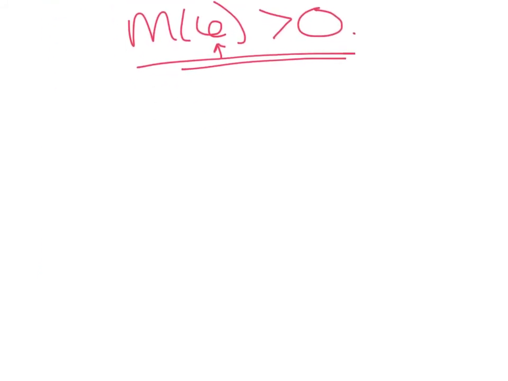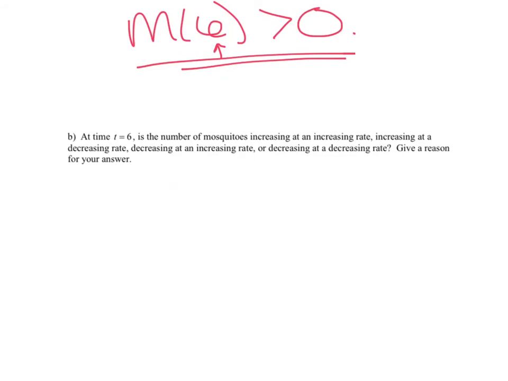Now let's throw part B in. Part B says at time t equals 6 is the number of mosquitoes increasing at an increasing rate, increasing at a decreasing rate, decreasing at an increasing rate, or decreasing at a decreasing rate. Well, I already know it's increasing, so I'm going to immediately get rid of those options. I'm either increasing at an increasing rate or increasing at a decreasing rate. And that rate is the key that gives it away. That is telling me to take the derivative of my function.